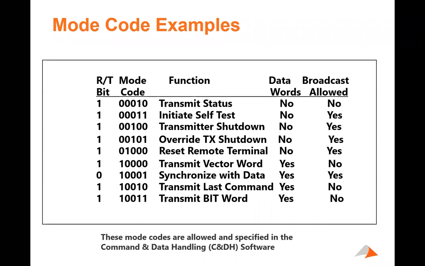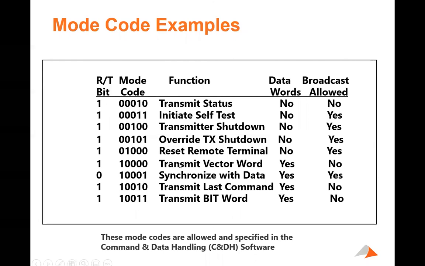Mode code examples. Transmit your last status word, so the RT would transmit the status word, and then you'd initiate self-test. There are transmitter shutdowns that affect one over the other, and override transmitter shutdown. This is set up for the most part for a dual redundant bus. But with data words, you can affect the others.